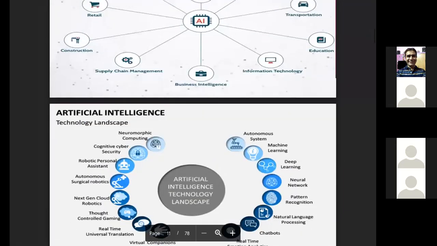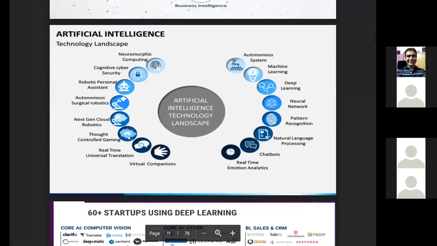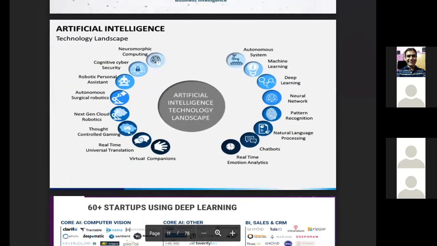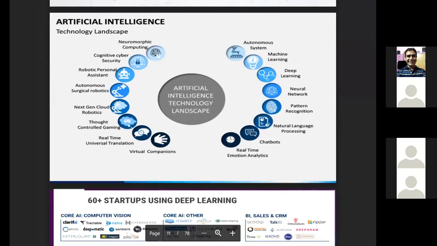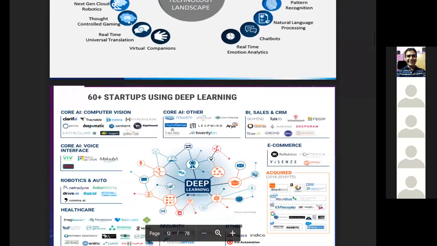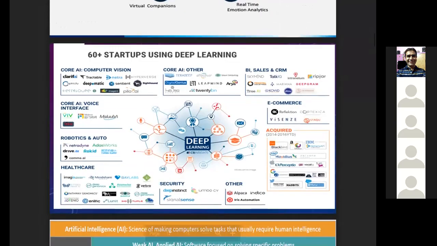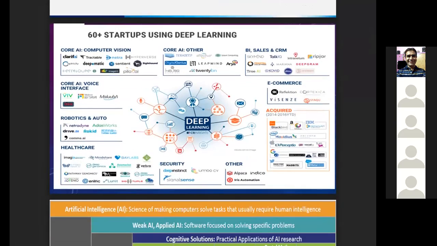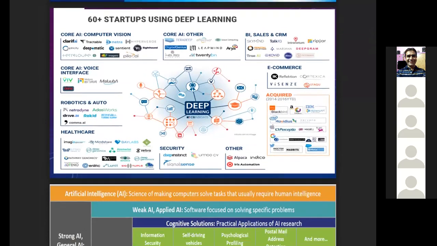things, right? Similarly, artificial intelligence also has various sets like real-time universal translation, virtual companions, autonomous systems, machine learning, deep learning, neural networks, pattern recognition, natural language processing, chatbots that I've already told you earlier. Now, based on deep learning, we have around 60 startups. To name a few, you can see a number of startups coming up because of the enormous potential that we are able to find.